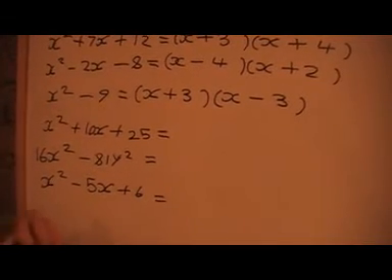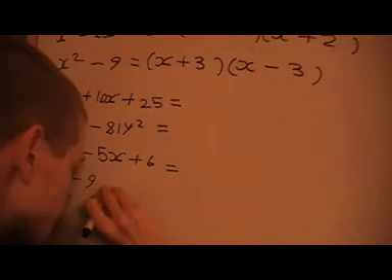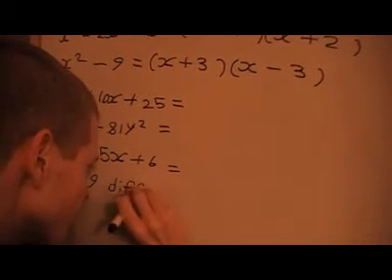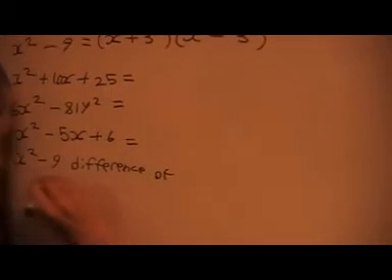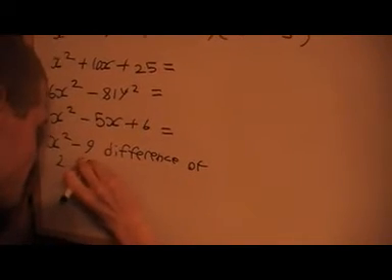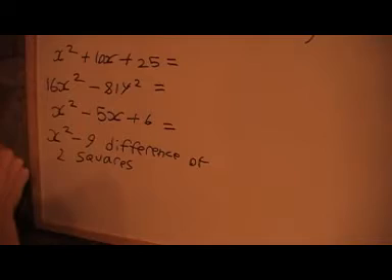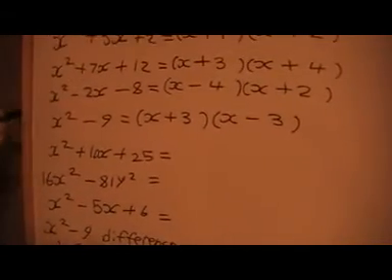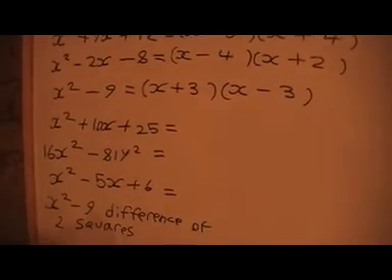And this one here has a special name. It's called the difference of two squares. Okay, because that's a square and that's a square, so that's why it's called the difference of two squares.